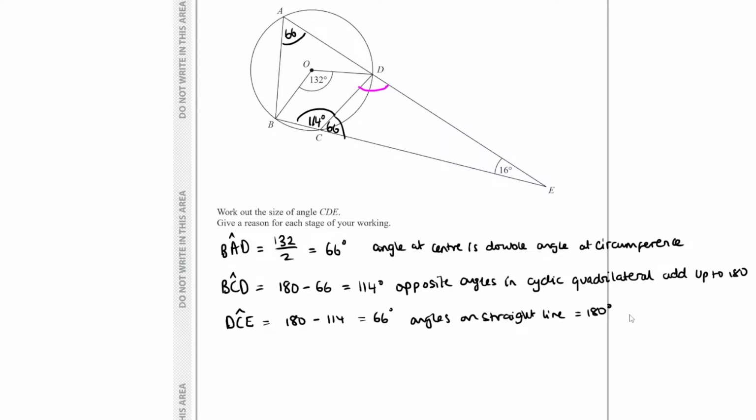Okay, now I'm on my last step. So I've used the 132. The only other thing I haven't used is the 16. Obviously, you need to use all the information they've given you. So the last thing is, you see how we've got CDE? That's a triangle anyway, isn't it? It's not even to do with circle theorems.